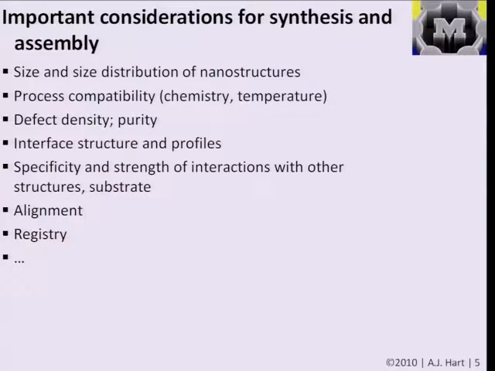And in the cases of organization and assembly, there are all these manufacturing-like terms where we're concerned about how specific are the interactions of the structures with each other. That may relate to getting, say, A and B to assemble and B and C to assemble, but not A and C to assemble together. And how do we control the alignment and the registry of the structures, the positioning and the orientation, for example. And we'll see cases where this is vital for growing the structures in place.